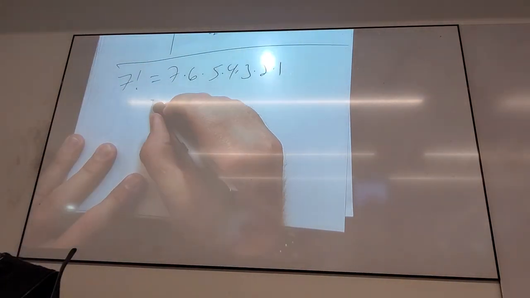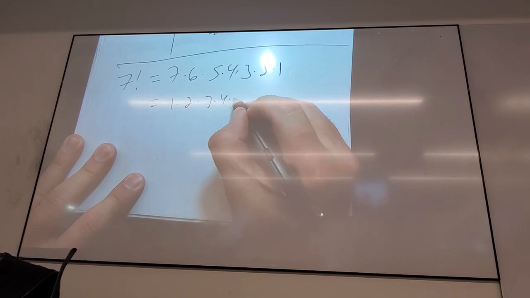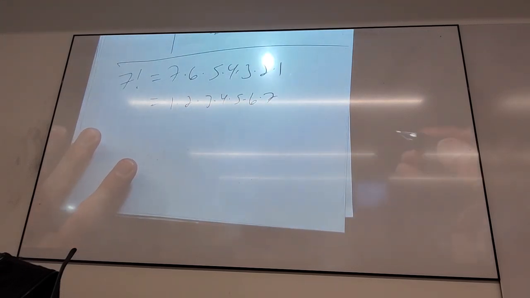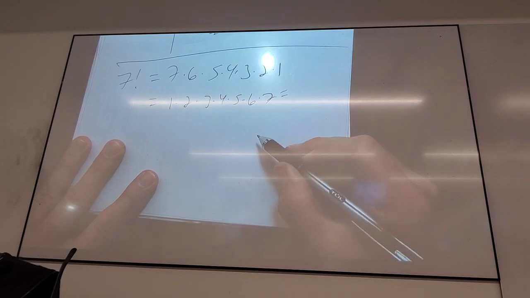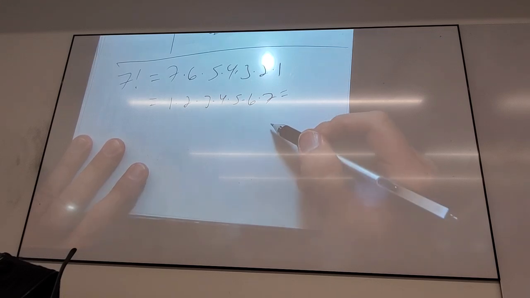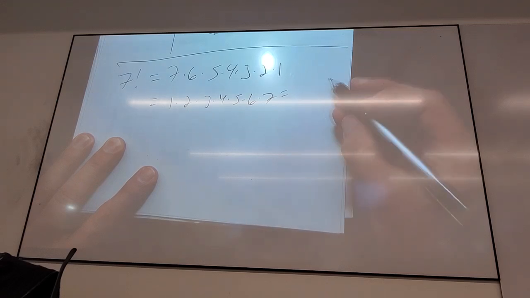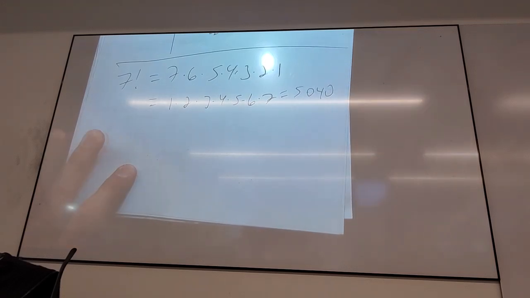I want to point out, mathematically, isn't this the same thing as this? That's kind of silly, yes? But I'm going to show you later how this is very important. Either way you do it, what do you get? Well, no. What is it? Yeah. 5,040. Yes, there you go.